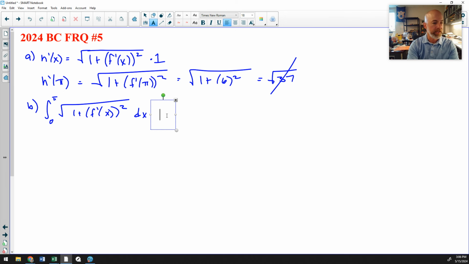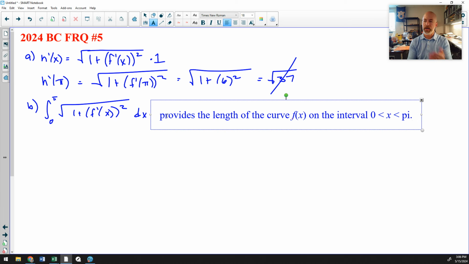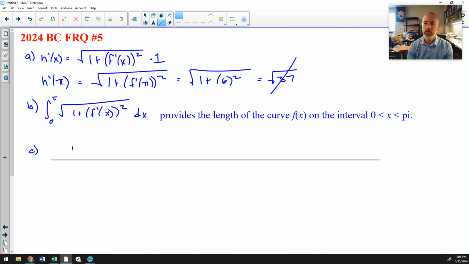That integral provides the length of the curve f of x on the interval 0 less than x less than, I'm just going to actually type the word pi because I don't have a hot button for pi on my keyboard. That provides the length of the curve f of x on the interval. Yeah, that's it. Number C, Euler's method. And I like to do Euler's method with a table.